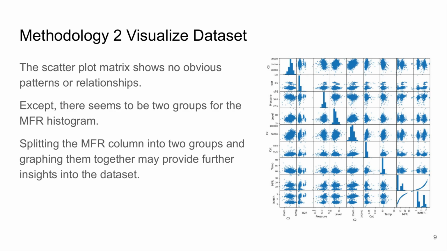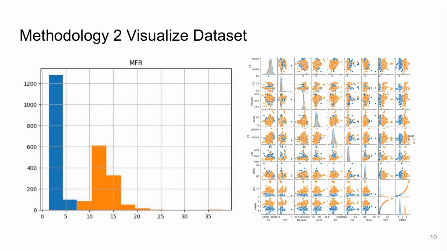Additionally, we added the natural log of MFR to fix the skewness and see if there's any other relationships with that particular modification, except there are two groups that seem to appear when it comes to MFR. We see two essentially hills from the histogram, and splitting the MFR into two groups and graphing them together can provide further ideas into how these two groups are affected by the variables, which could help with future training and ideas. Here we have the MFR split into two groups.